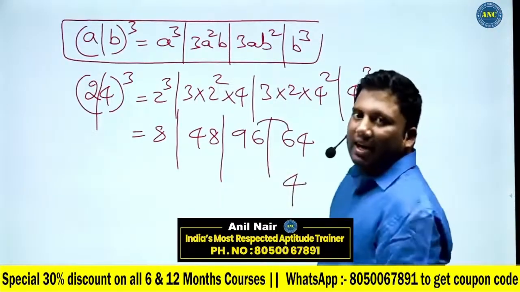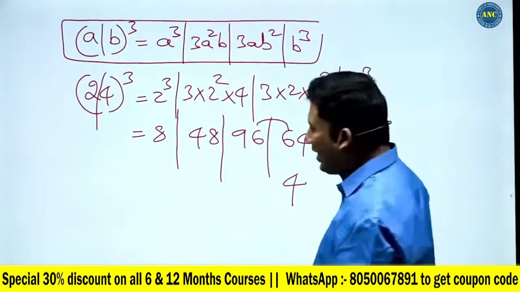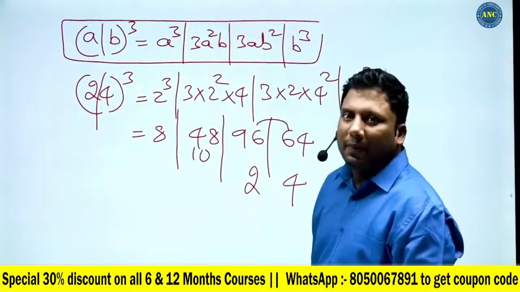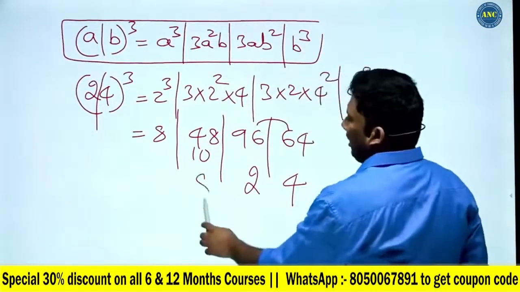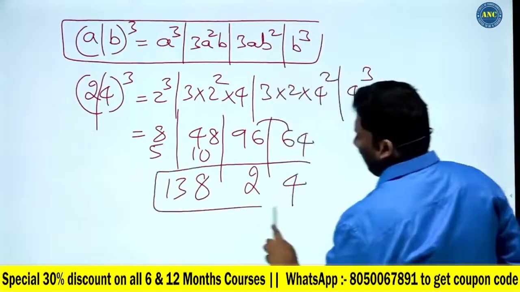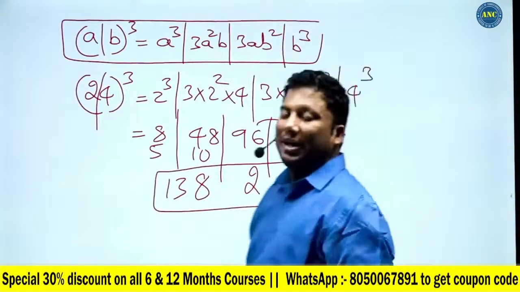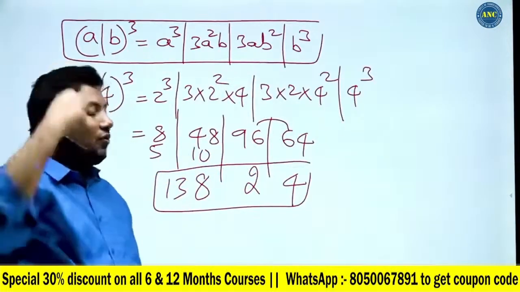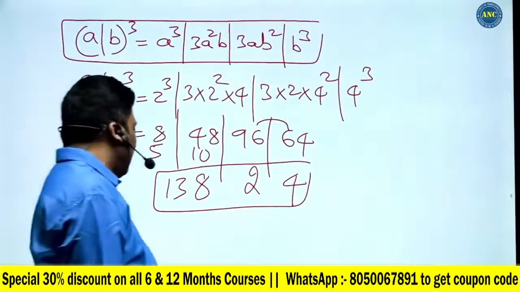6 carried. 96 plus 6 is 102. Write 2. 10 carried. 48 plus 10 is 58. Write 8. 5 carried. 8 plus 5 is 13. 24 whole cube, even if you check the calculator, is 13824.